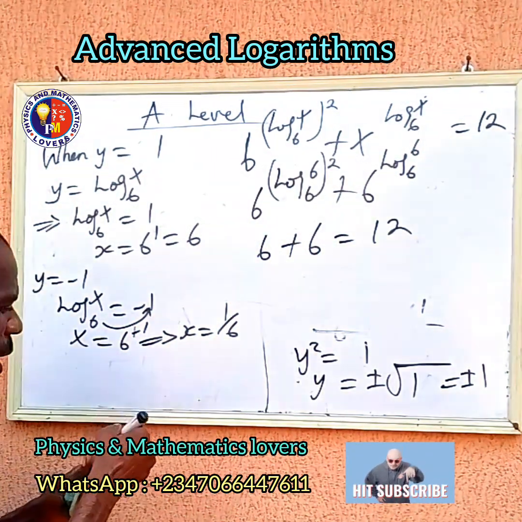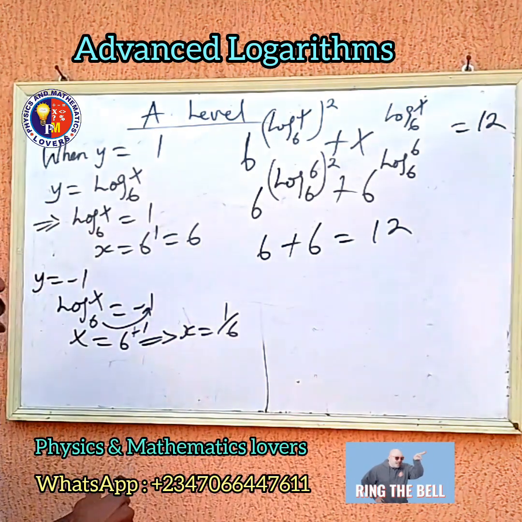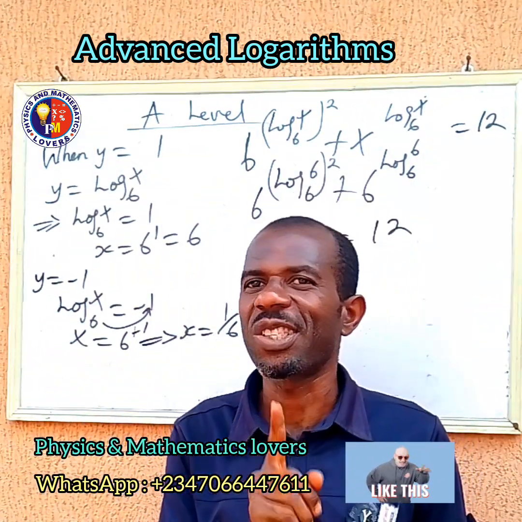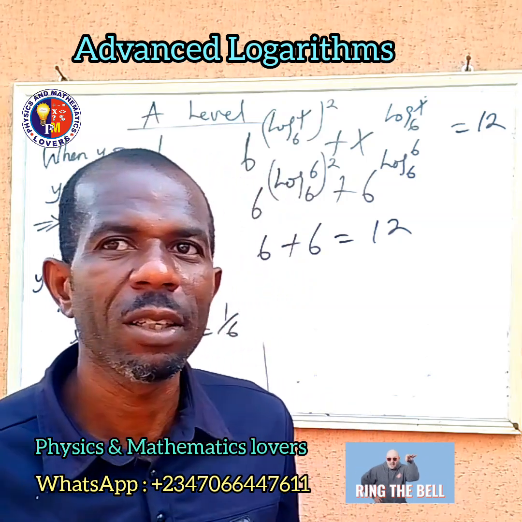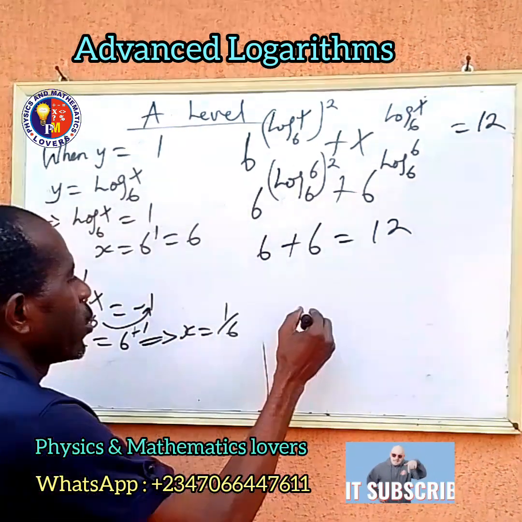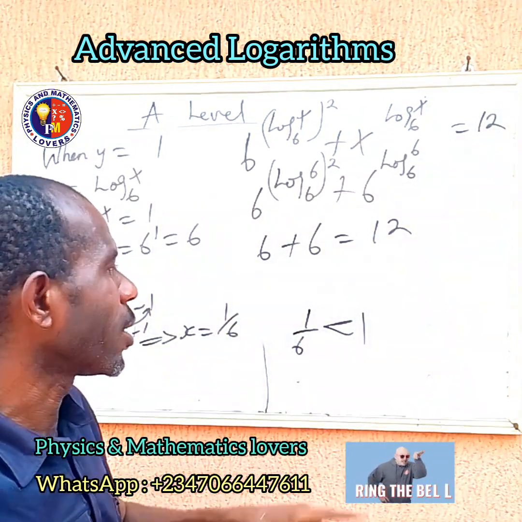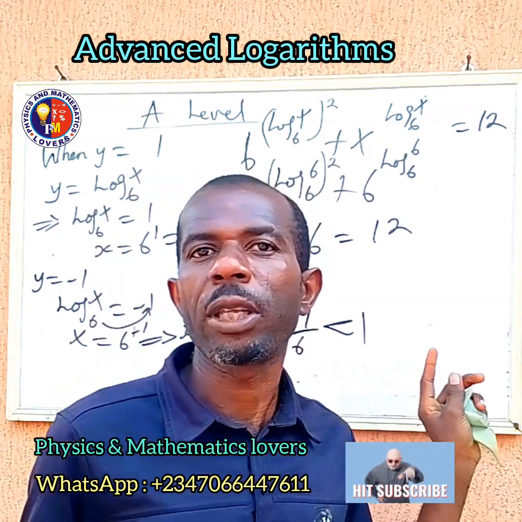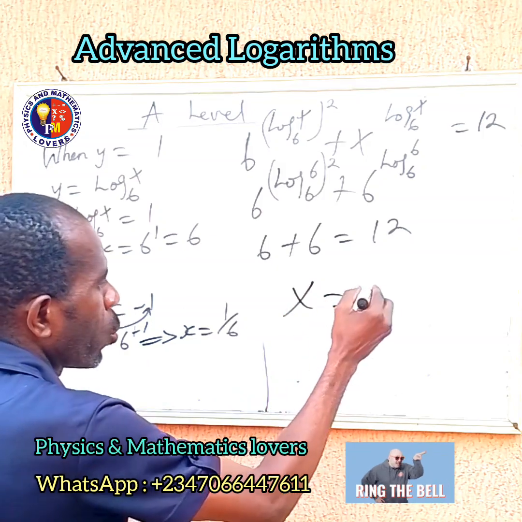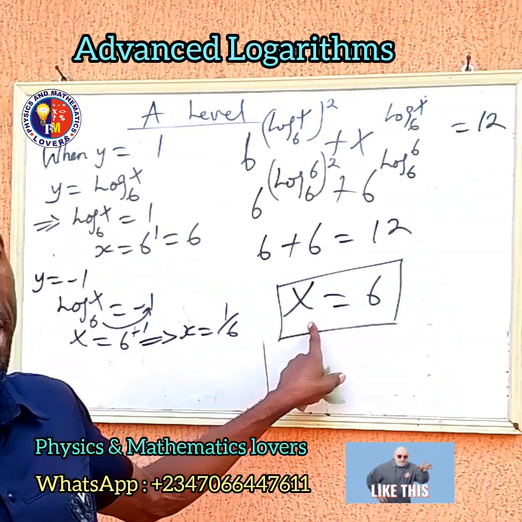Now what if we want to substitute 1 over 6? Therefore x equal to 1 over 6 is not valid at all, because the number is less than 1. Remember, according to the law of logarithm, the base must not be less than 1. So 1 over 6 is less than 1. Therefore, automatically, we are not going to accept this for x. Therefore, from this proof, we say that our x equals 6. So this is the right solution. x equal to 6 is the right answer.